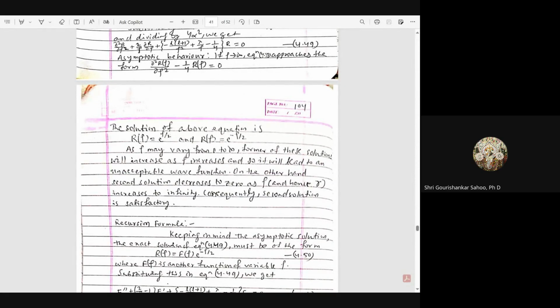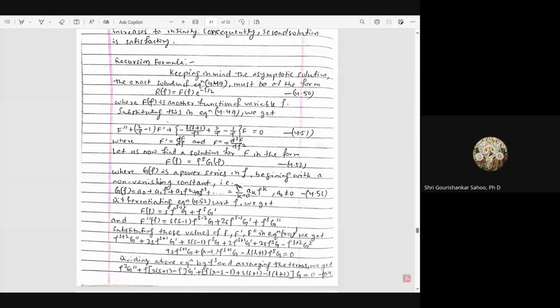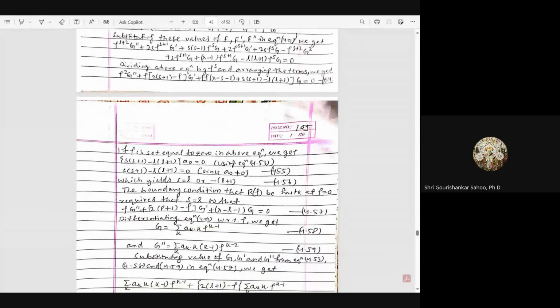Your R, which is a function of ρ, is equal to e to the power ρ/2, and R, which is a function of ρ, can also be e to the power −ρ/2, as ρ varies from 0 to infinity. The first solution will increase as ρ increases, and so it will lead to an unacceptable wave function. On the other hand, the second solution decreases to 0 as ρ, hence r, increases to infinity. So the second solution is satisfactory, where R is equal to e to the −ρ/2.